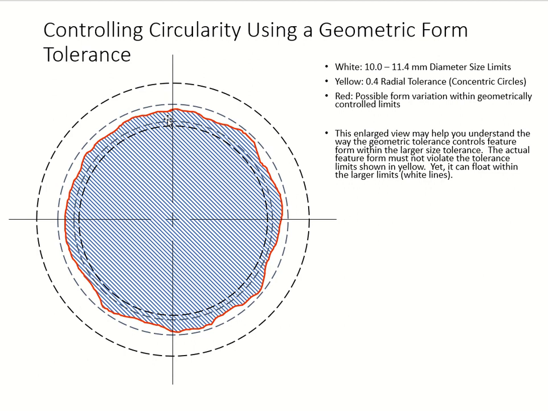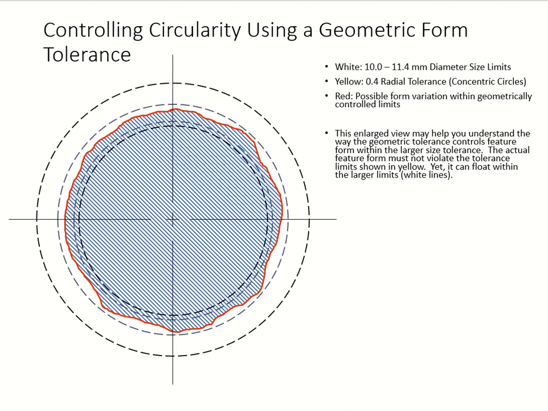Your white area is the 10 to 11.4 millimeter diameter size limit, from here all the way to here. And from here to here is your 0.4 zone. Your surface is right here, and we are looking at the circularity of that. Of course this is a very exaggerated view, so you may think it's not circular, with a lot of irregular surfaces, but don't worry, it is circular. It's just that 0.4 is a very minute zone.